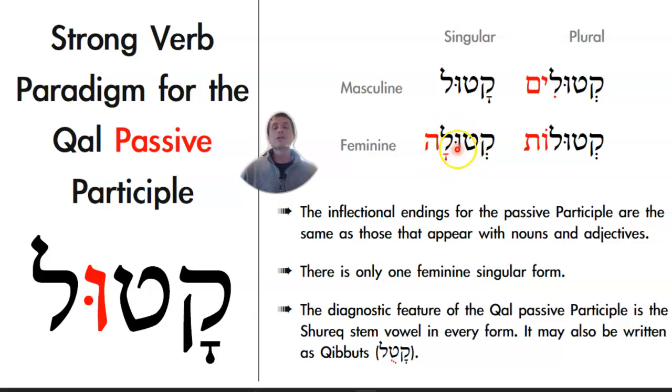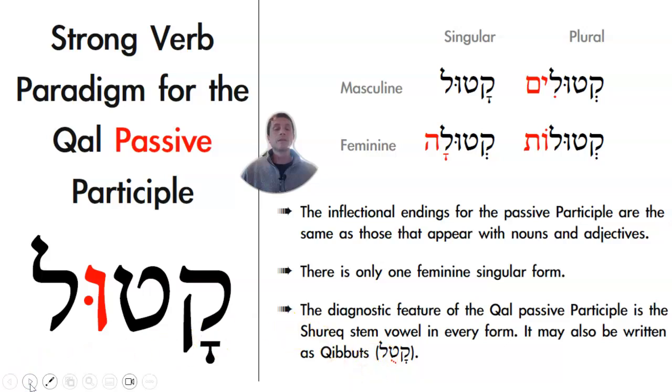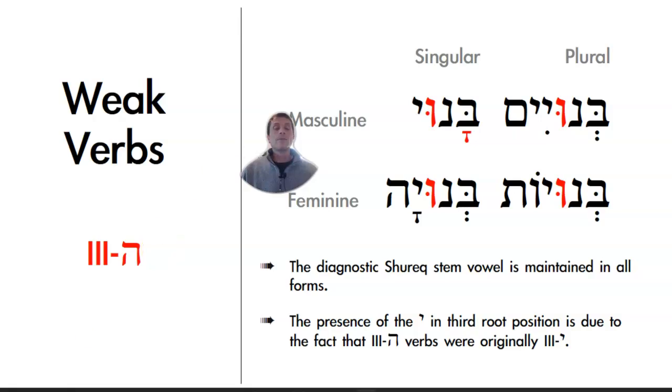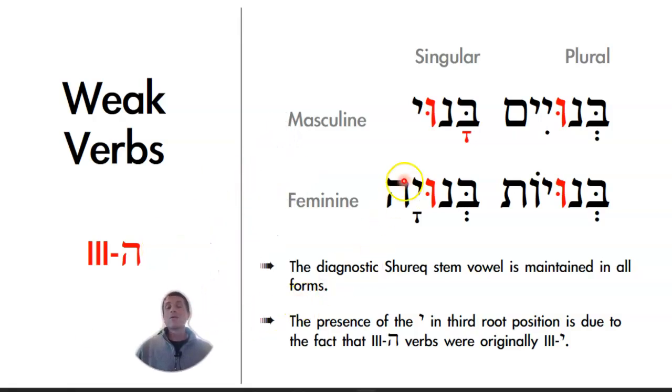It's normally a shurik, it's that vowel letter, but sometimes it can be written defectively with just the kibbutz, as you can see in the example down here. One thing to point out with this, with third hey verbs, because there's that shurik, that U vowel there, in third hey verbs, third hey verbs were originally third yod, and so that third yod often shows back up in inflected forms, and this is an example of that.